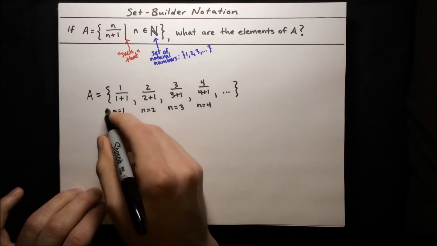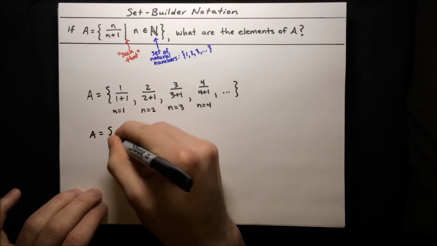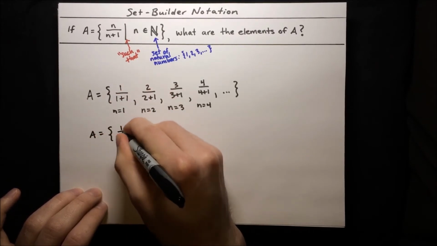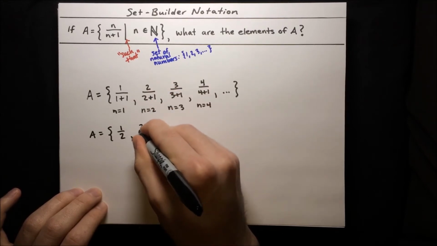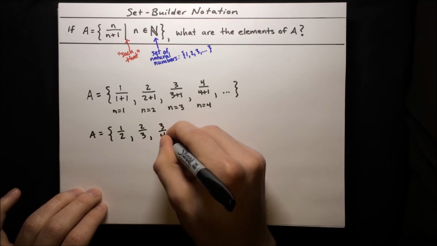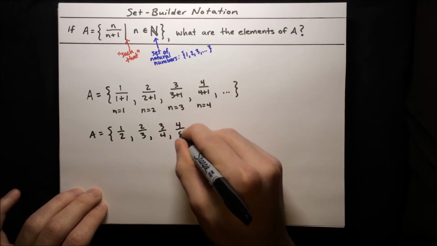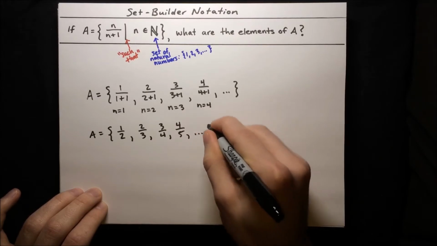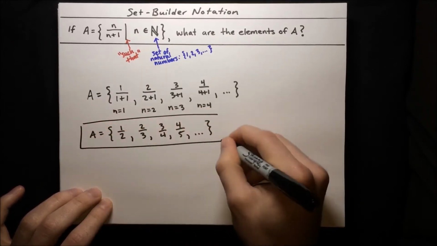Okay, so let's just simplify what we've got here. So A is really equal to, well, 1 over 1 plus 1 is just a half. Then 2 over 2 plus 1 is just 2/3. Then 3 over 3 plus 1, 3/4. And then 4 over 4 plus 1, 4 over 5, and so on. So there we go. Great. Those are the elements of A.